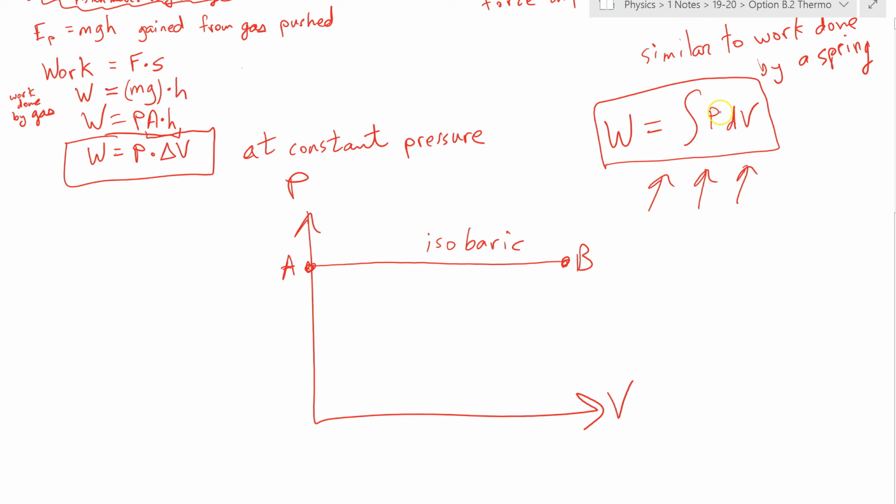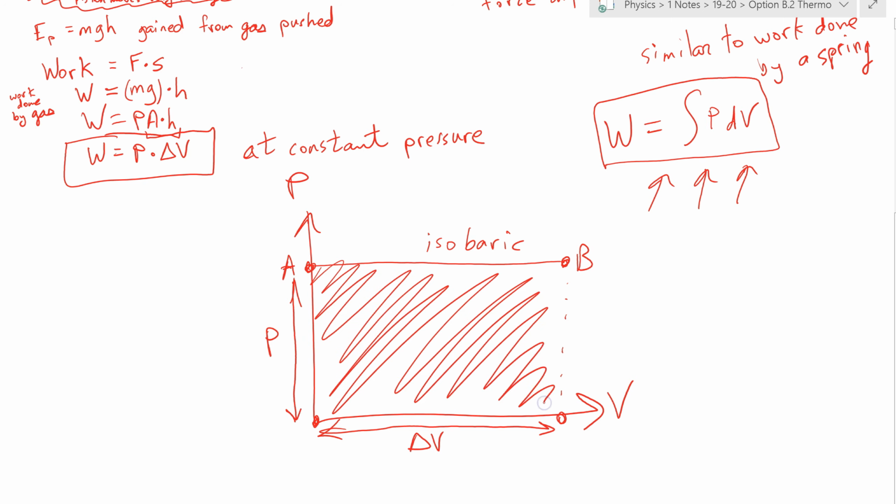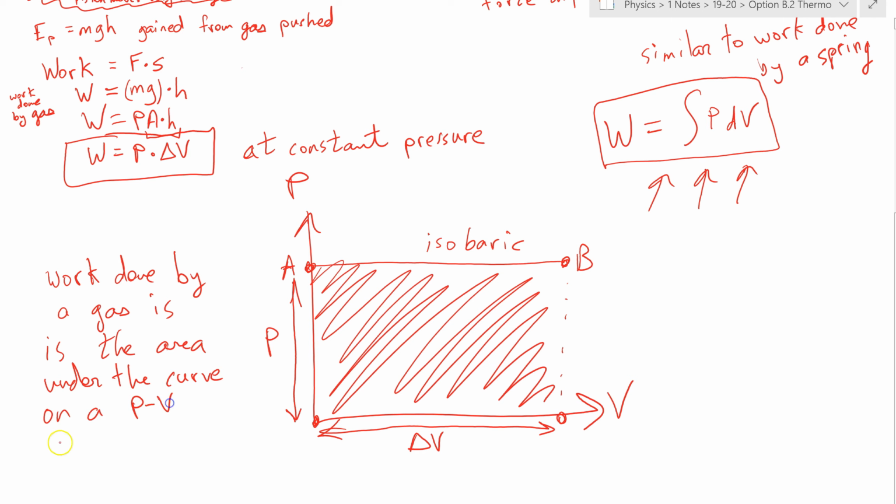Well, it's pressure times change in volume. Okay, well here's two volumes. So this side is the change in volume. This side is the pressure. What do you get if you multiply this side times that side? It's this area under the curve. So, work done by a gas is the area under the curve on a PV diagram. That's basically why PV diagrams are so useful.